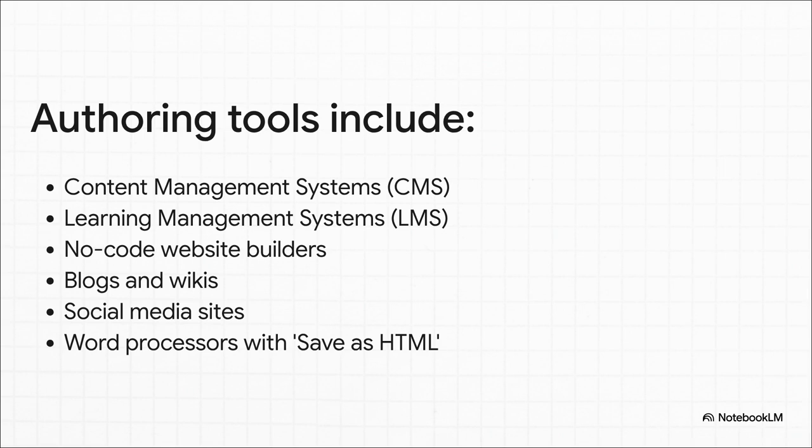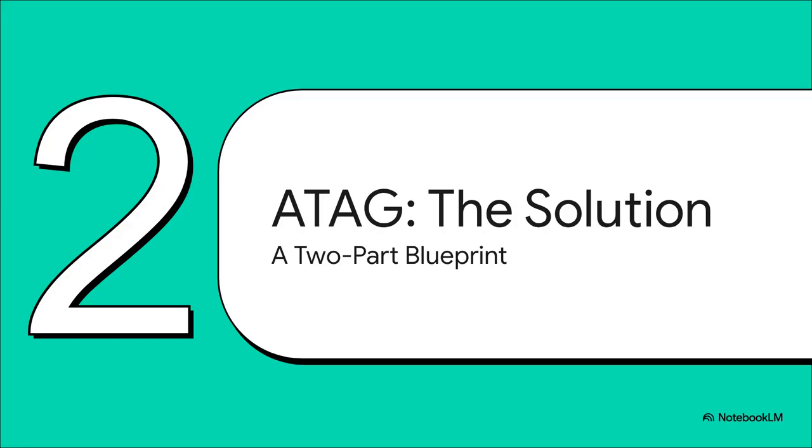We're talking about content management systems like WordPress or Drupal, learning management systems at your school, those no-code website builders, and yeah, even blogs, wikis, and social media sites. Heck, if you've ever hit Save as HTML in a word processor, you've used an authoring tool. So you gotta ask, how do we fix this? How do we tear down these walls and turn these tools back into the gateways they're supposed to be?